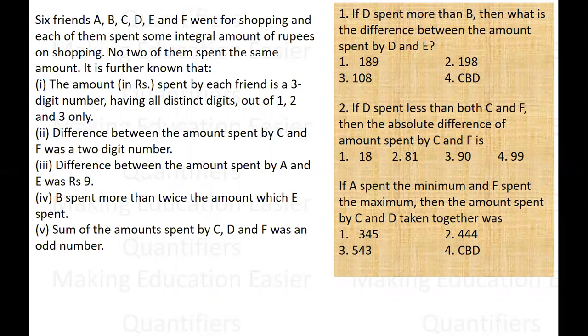Difference between the amount spent by C and F was a 2-digit number. Difference between the amount spent by A and E was rupees 9, and B spent more than twice the amount which E spent, and sum of the amount spent by C, D, F was an odd number, right? So based on this information, we need to find what amounts were spent by these six friends, and accordingly we have to answer the questions.